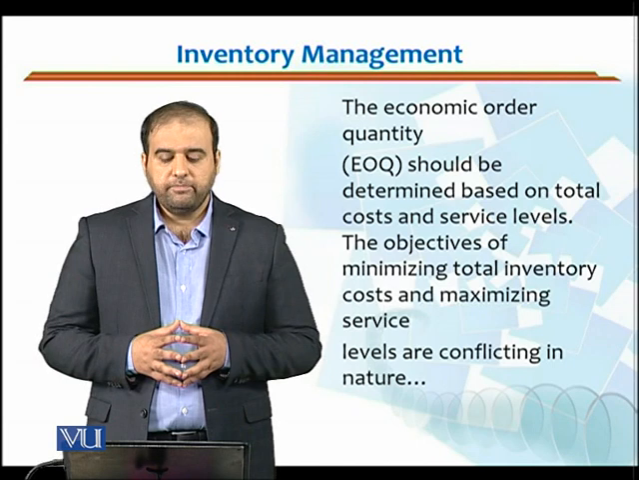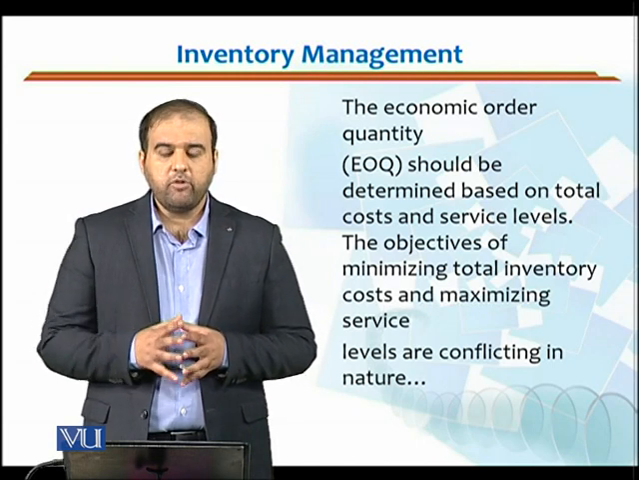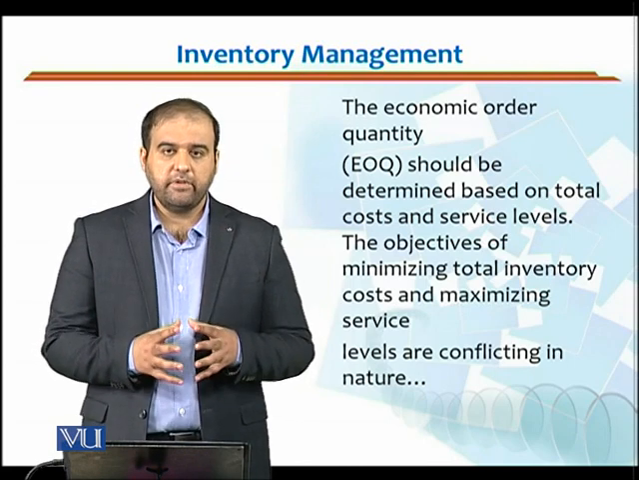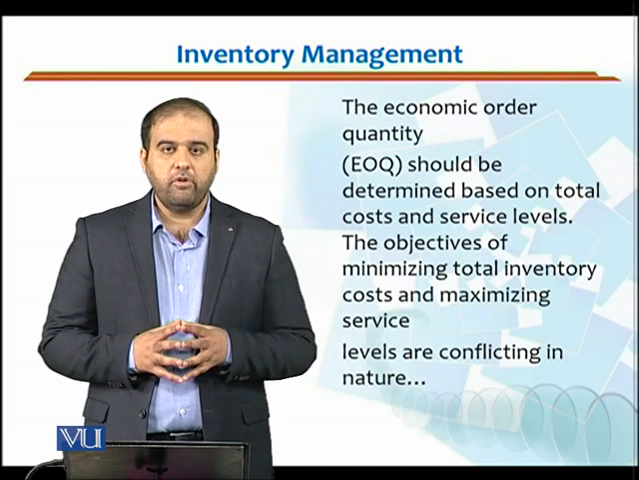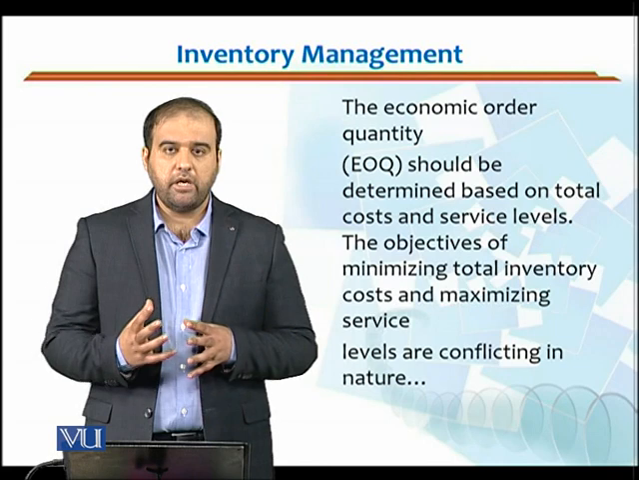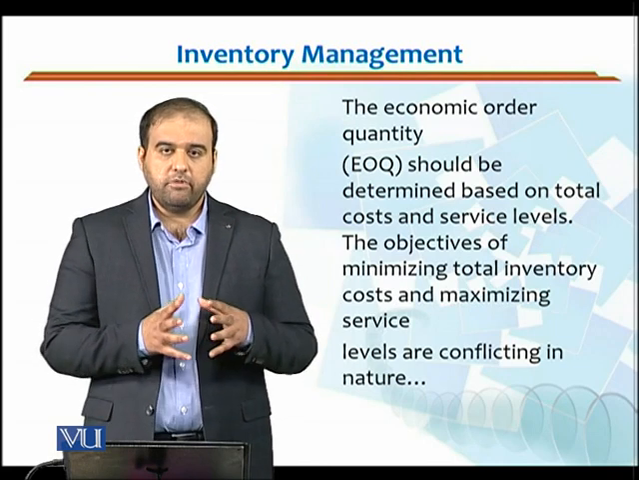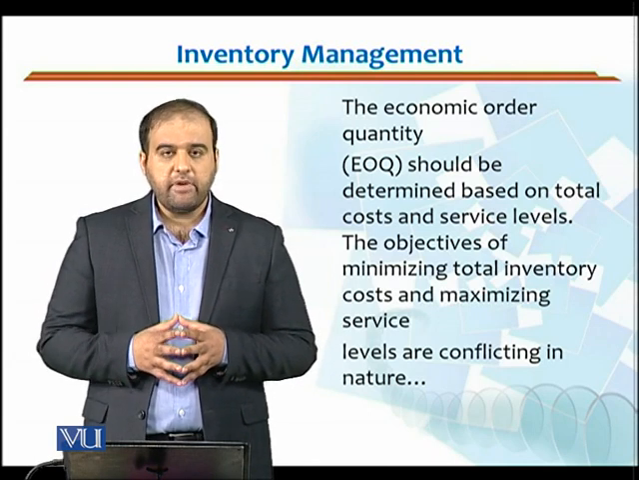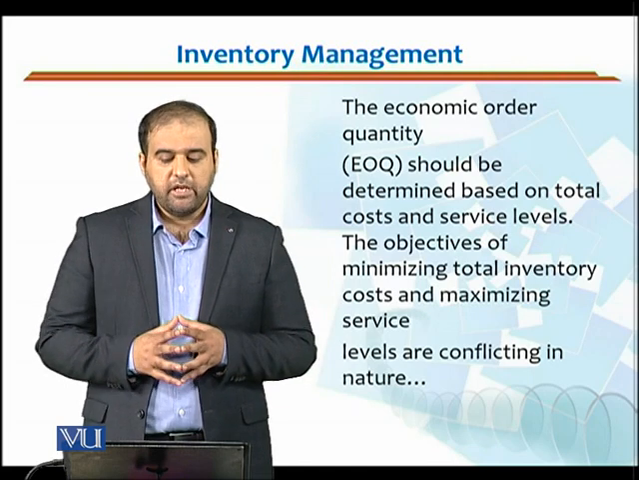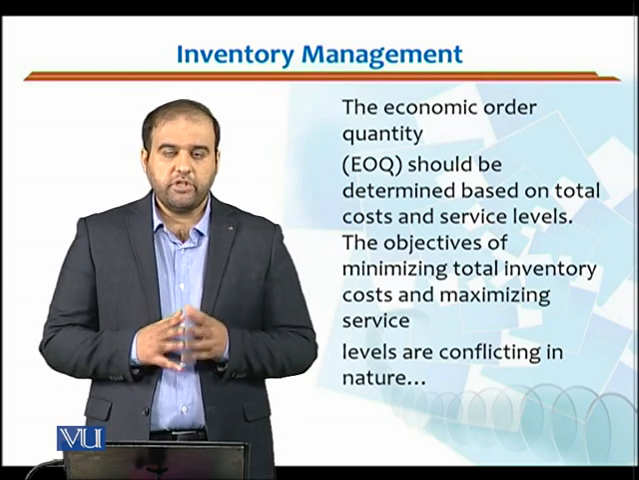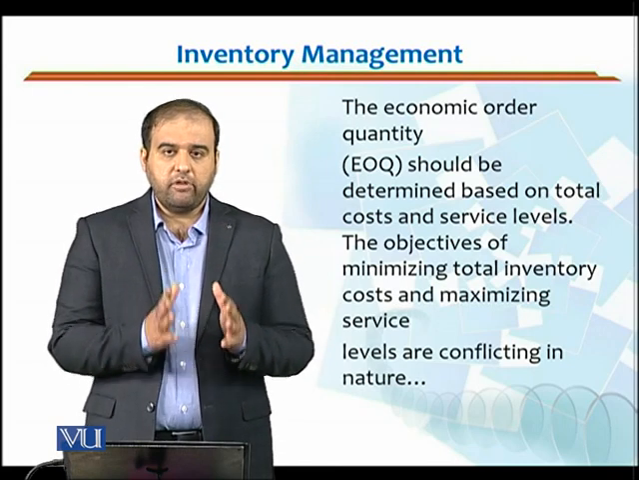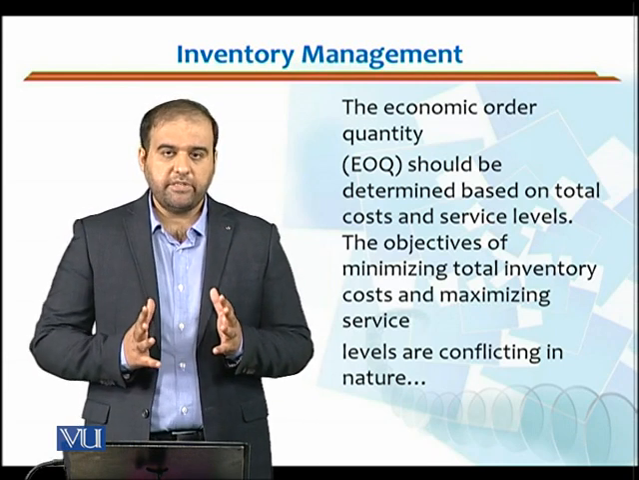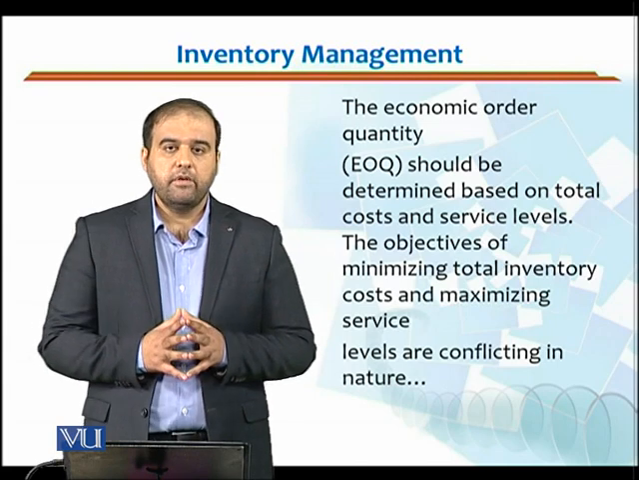What we know about EOQ is that economic order quantity should be determined based on the total cost and service levels. Yes, there is a service level, and that service level depends upon the amount of demand originating from the customers which you are able to satisfy. So the objectives of minimizing total inventory cost and maximizing service levels are actually conflicting in nature. Just remember one thing: by achieving economies of scale, or by using economic order quantity, you are actually minimizing the total cost of inventory for that business.